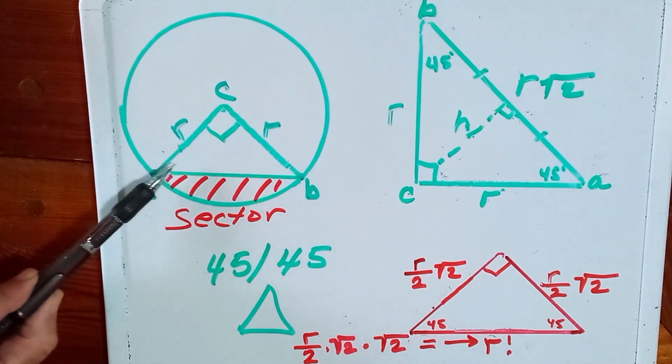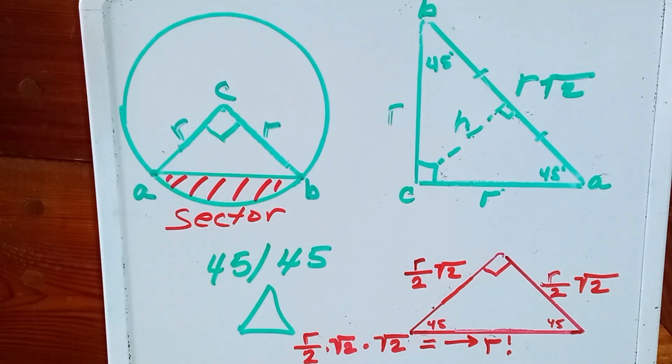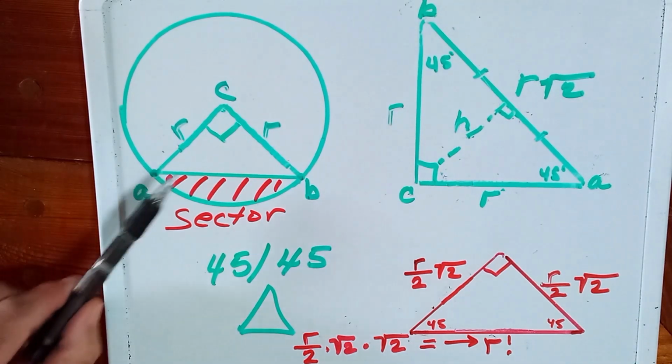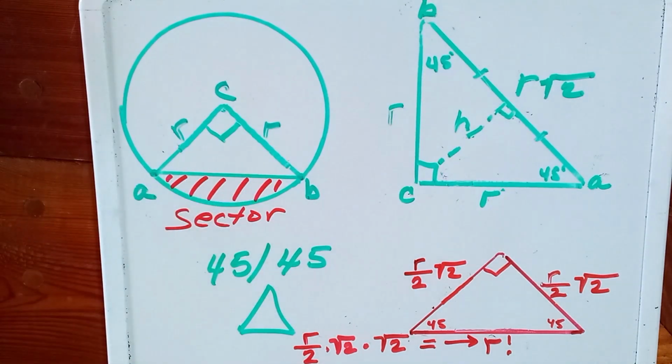We don't have any central angle measurement, but we are given the right angle symbology. So we know that that is 90 degrees. If that is 90 degrees, we now know that this is 45 and this is 45. So the 45-45 right triangle relationships will rule on this.